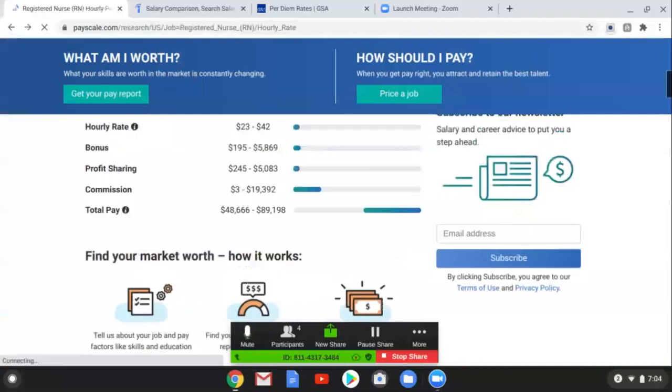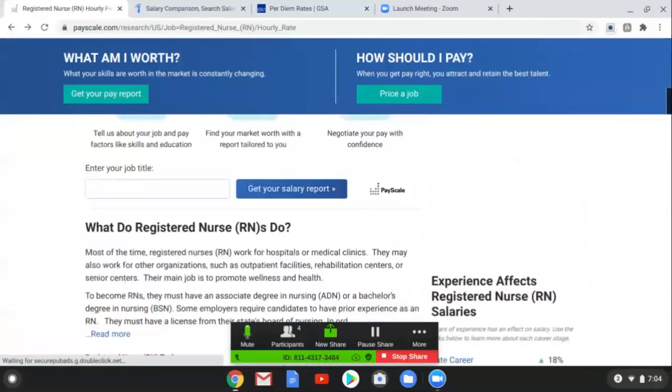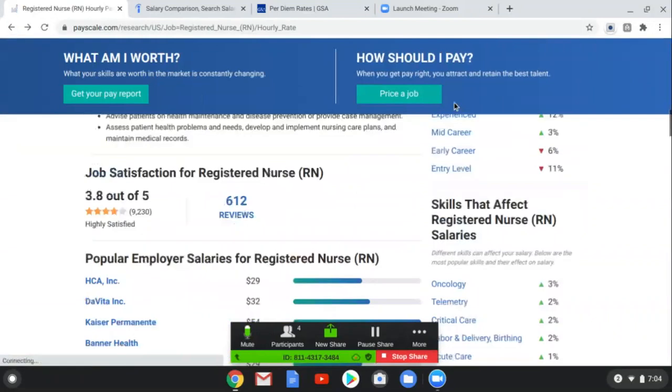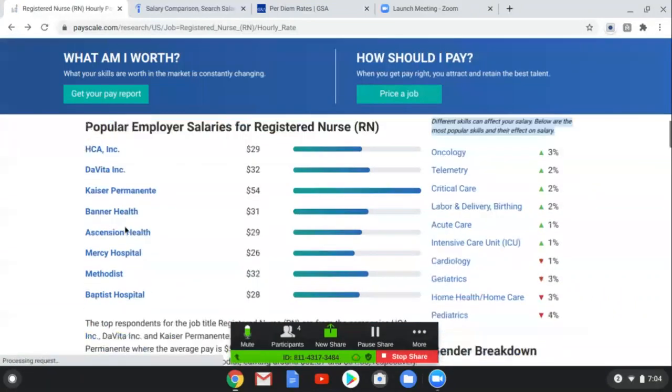It talks about the hourly rate, it talks about the role and responsibilities, and it also touches on the different companies and what their average pay is, which is about right. I want to touch on this because I am a little bit familiar with Kaiser Permanente. Kaiser Permanente pay is a little bit higher than the other ones because they have a big presence in California.